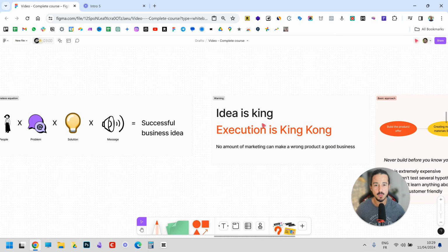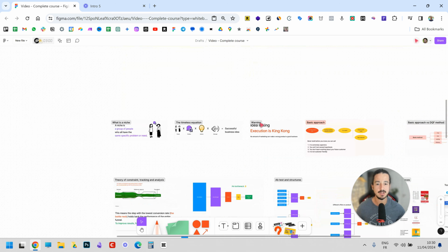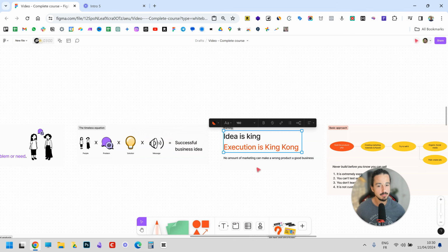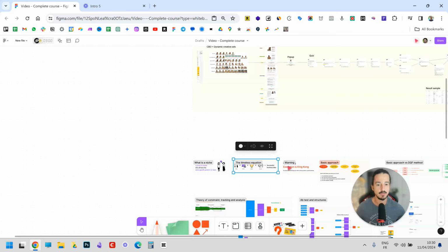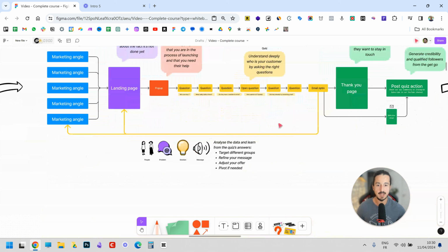Quick warning here, someone once told me, idea is king, execution is King Kong. No amount of marketing can make a wrong product a good business. Meaning, everything that I'm showing you here is for you to get a successful business idea. But if you make the product wrong, it will never work. So let's just focus on the business idea, because executing on it is at the end of this framework and is a completely different thing. What we want to find out here is, do we want to spend time, energy, and money on this specific idea? Let's go back here.